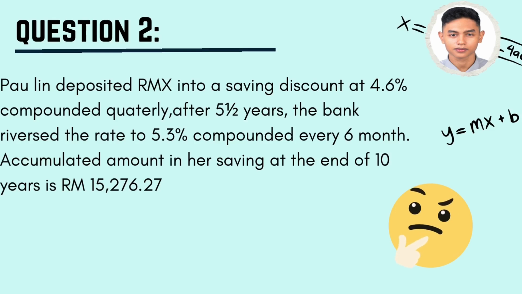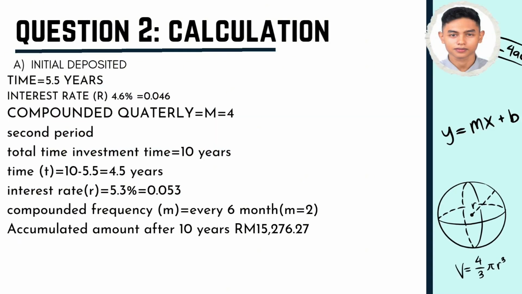Pauline deposits X into a savings account at 4.6% compounded quarterly. After 5.5 years, the bank revised the rate to 5.3% compounded every 6 months. The amount in her savings at the end of 10 years is 15,276.27. Initial deposit A. Time 5.5 years. K, the interest rate, is 0.046, compounded quarterly, M is 4. For the second period, total time invested is 10 years. To find the invested time, it is 10 minus 5.5 years, you will get 4.5 years.